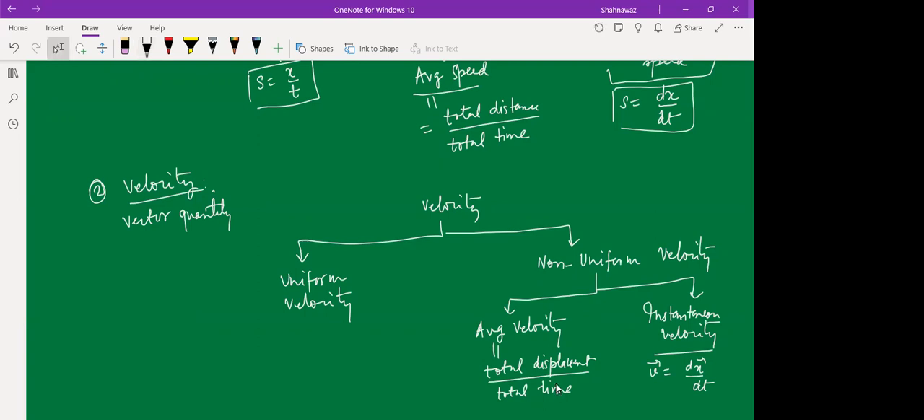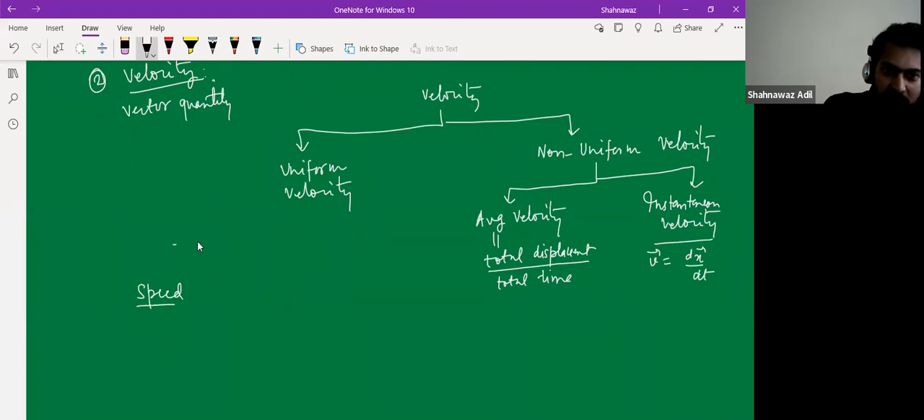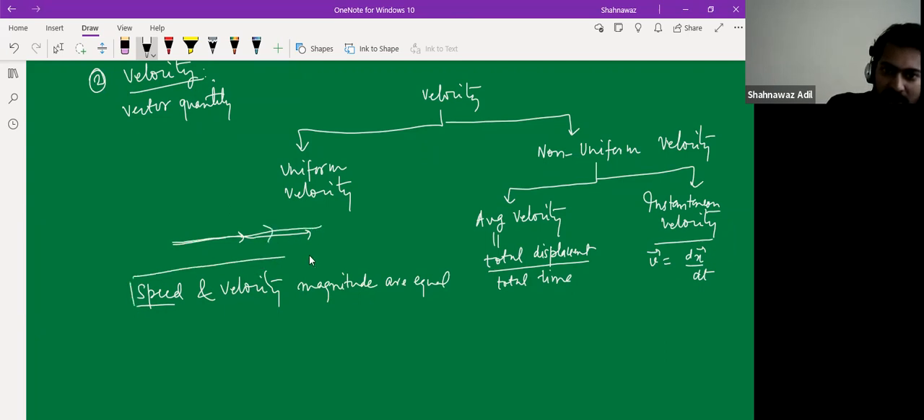All right. Okay. So let's do some questions on the basis of speed and velocity. And remember that for the case of speed, if you are in a rectilinear motion, which means that you are following a straight line path, then speed and velocity magnitudes are equal. Okay, for a motion in a straight line. Just remember this.